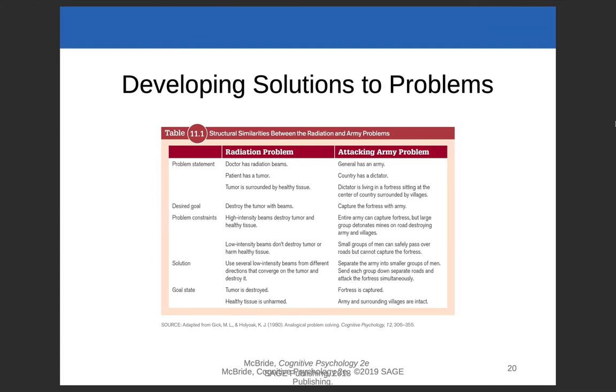Now, we can apply that general solution to the earlier medical problem that we had. So the doctor has radiation beams and the patient has a tumor, but the tumor is surrounded by healthy tissue. What we want to do is destroy the tumor with beams, but if we were to send one high intensity beam to the tumor, we would also kill everything around it. Which is not good if you're talking, for example, about a brain tumor. You want to kill as little healthy brain as possible.